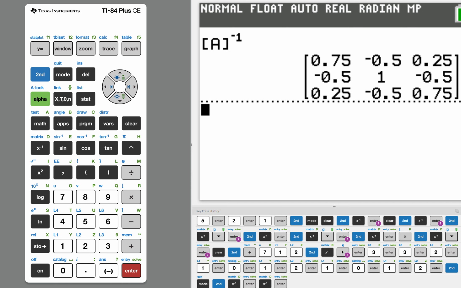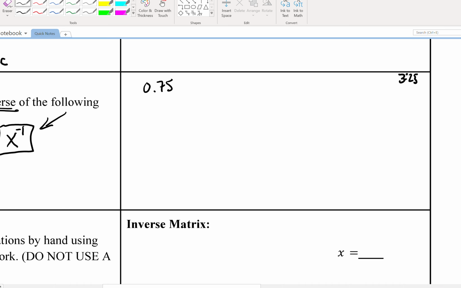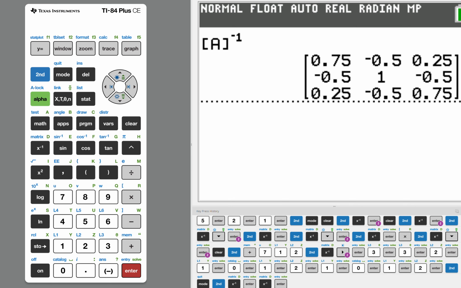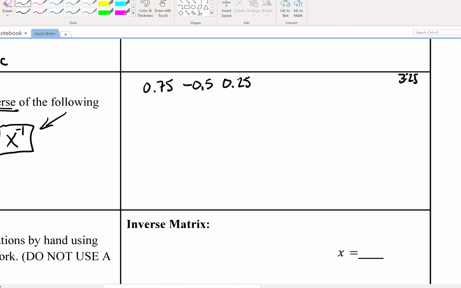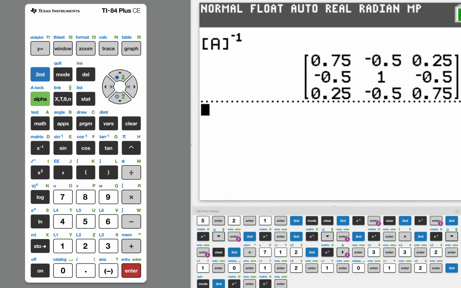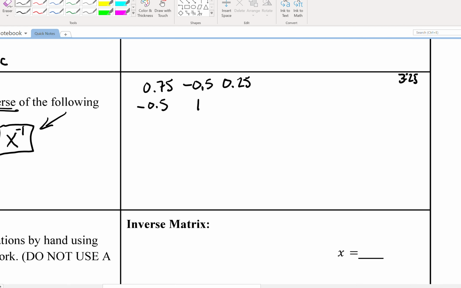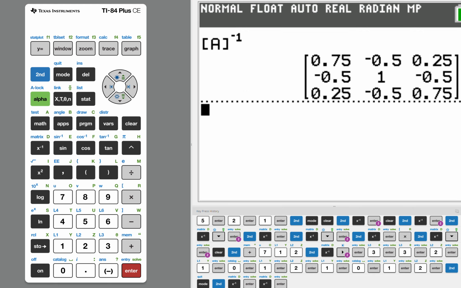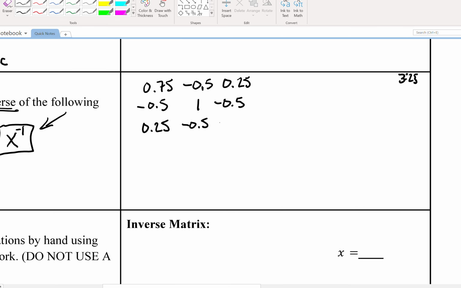0.75, negative 0.5, 0.25, next row, negative 0.5, 1, negative 0.5, then 0.25, negative 0.5, and 0.75.